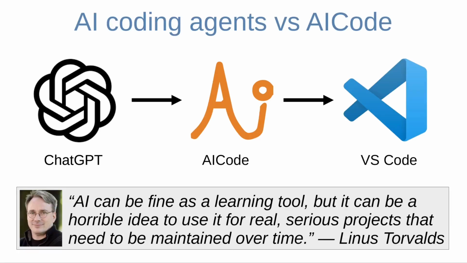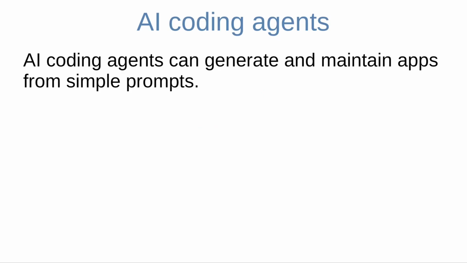In this introduction video, we are going to compare classical AI coding agents and AICode. Let's get started. AI coding agents can generate and maintain apps from simple prompts.